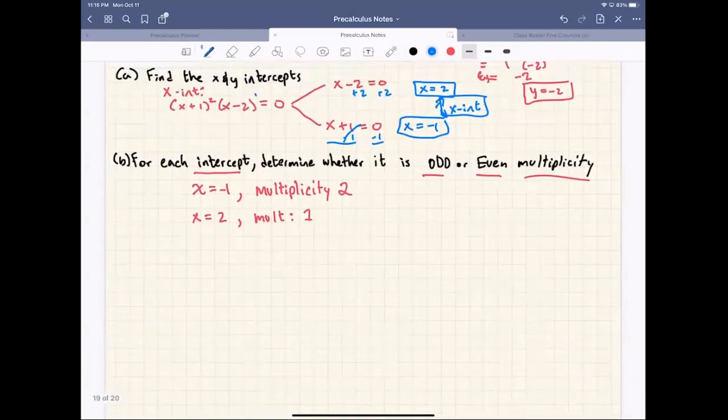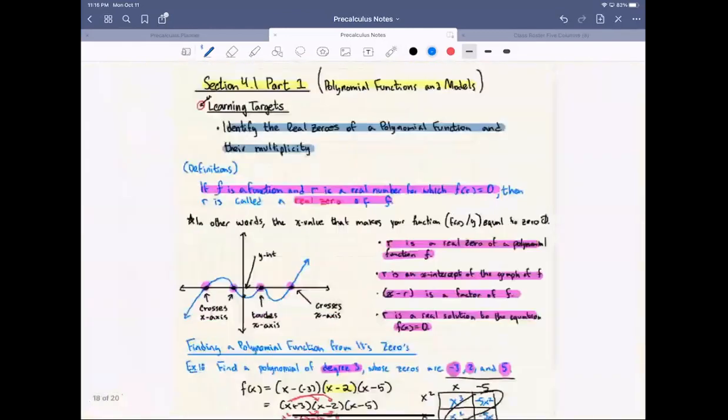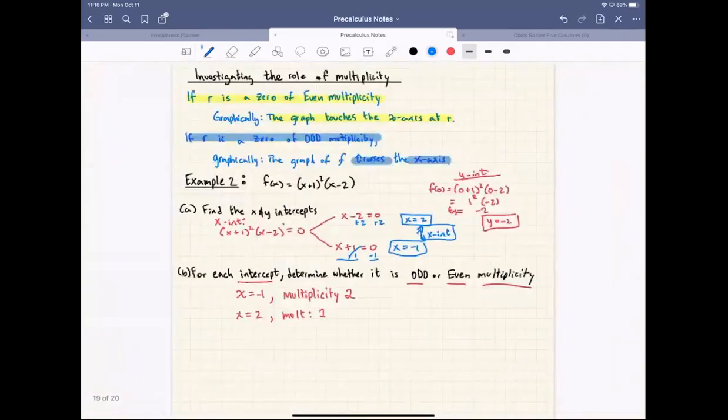I don't believe we have anything else for this section. This is for section 4.1 part 1, and we'll do 4.1 part 2 the next day after today.